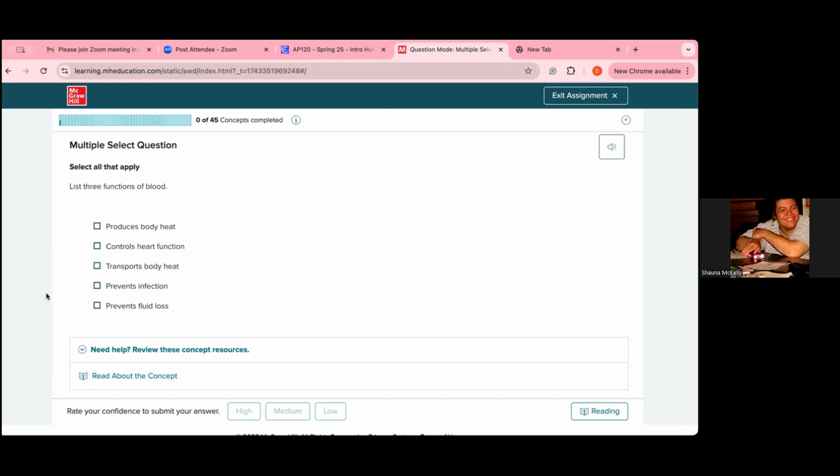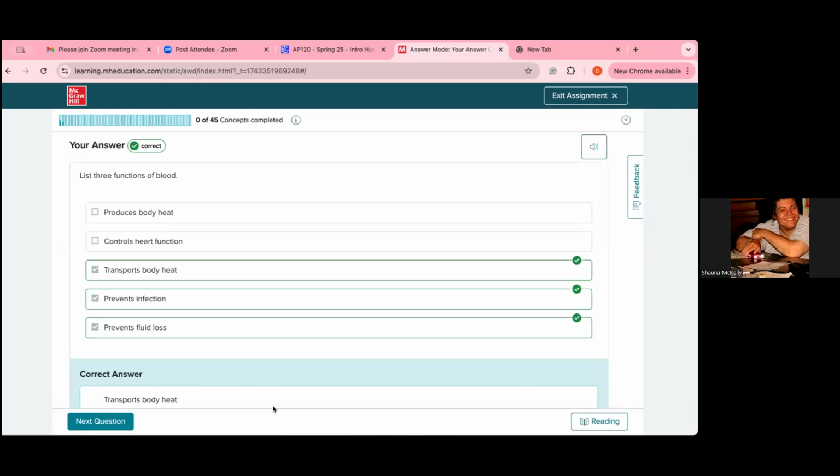Okay, so it transports body heat through circulation, prevents fluid loss through clotting mechanisms, and prevents infection through white blood cells. Yeah, I'm pretty sure it's those 3. Check your answer. Let's see. Yeah, we're okay.